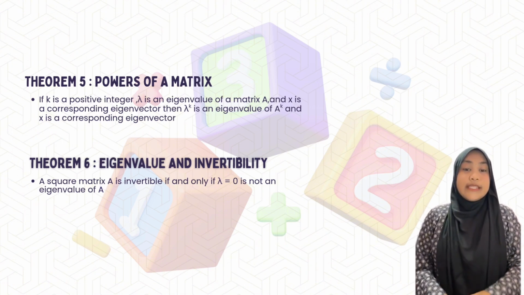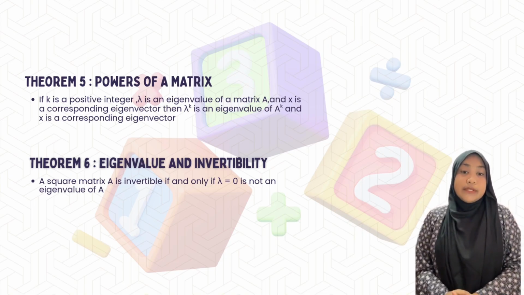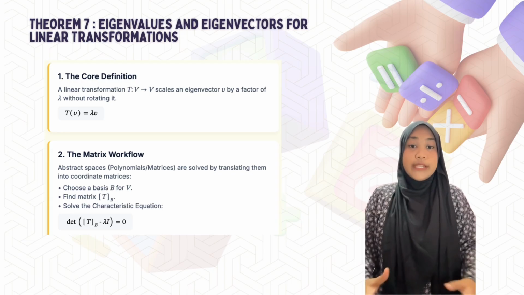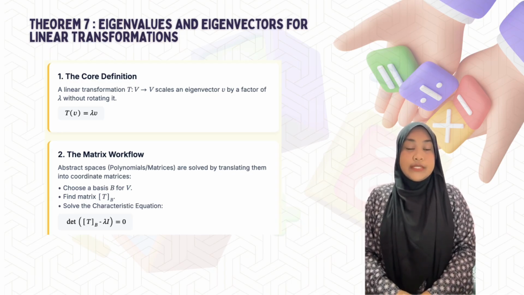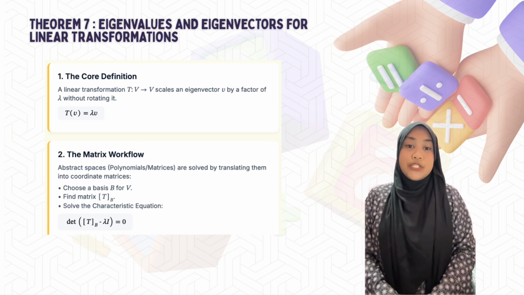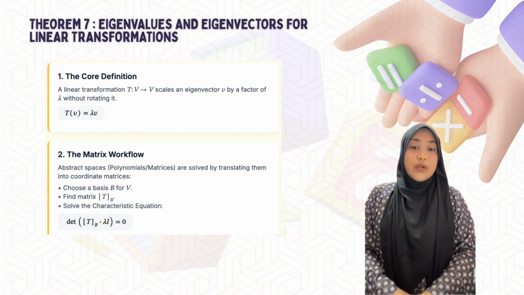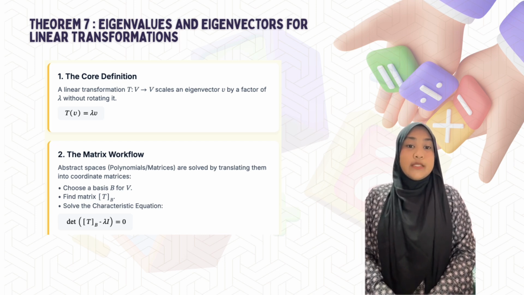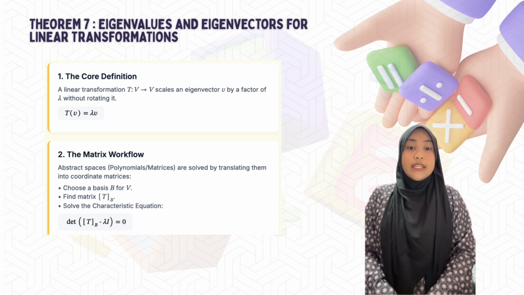Theorem 6 connects eigenvalues to invertibility, showing that a square matrix is invertible if and only if 0 is not one of its eigenvalues. Finally, let's look at Theorem 7, which focuses on eigenvalues and eigenvectors for linear transformations. First, it establishes the core definition where T(v) equals lambda v. Second, it provides the essential matrix workflow, showing us how to pick a basis, build the coordinate matrix, and solve the system using the characteristic equation.